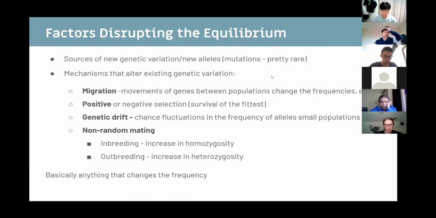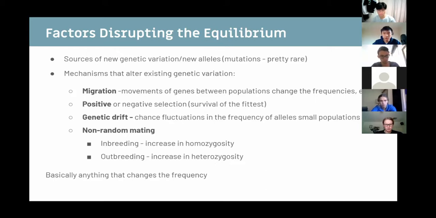And there are some factors that disturb the equilibrium. One of them is sources of new genetic variation and new alleles. So this is mutations. Mutations are relatively rare because your DNA is relatively stable. Your DNA doesn't change that fast, so they're relatively rare. And there are also mechanisms that alter existing genetic variation.